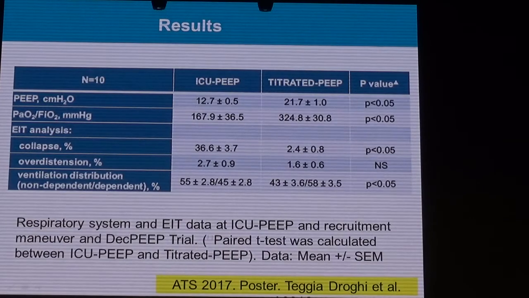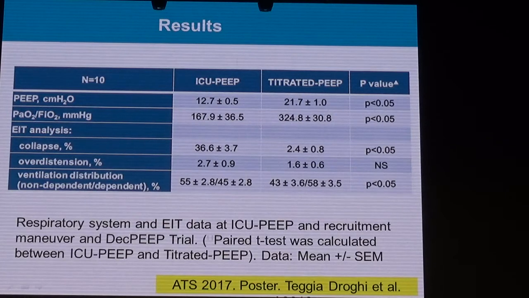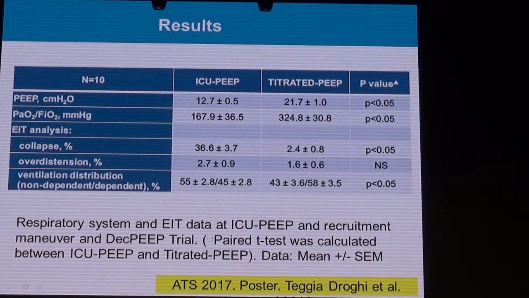So these were our first 10 patients enrolled in the study we presented. What we found was that the levels of PEEP were remarkably increased, even in these patients with respiratory failure similar to ARDS and septic shock. PF ratios, as you can see, increased remarkably, and collapse of the lungs improved from about a third of the lung completely collapsed to 2.4%.